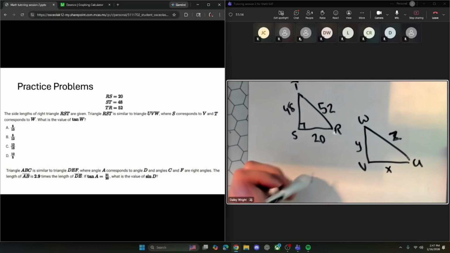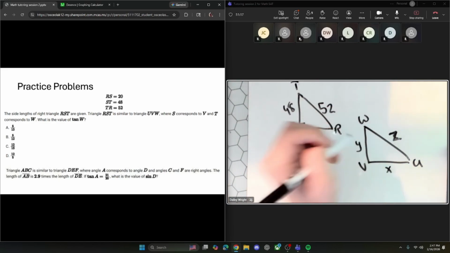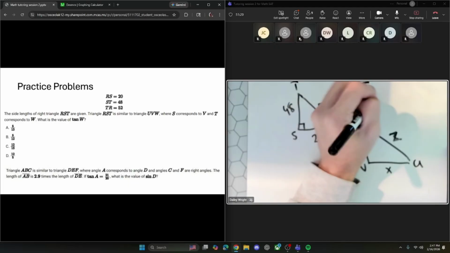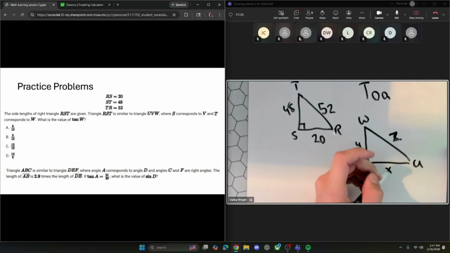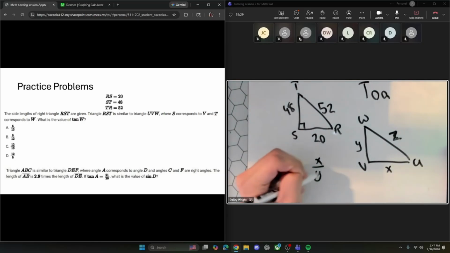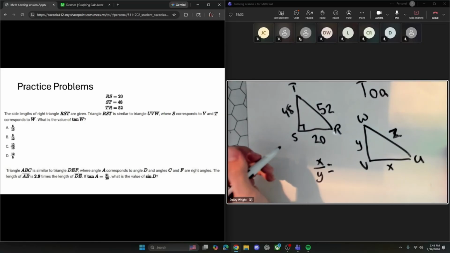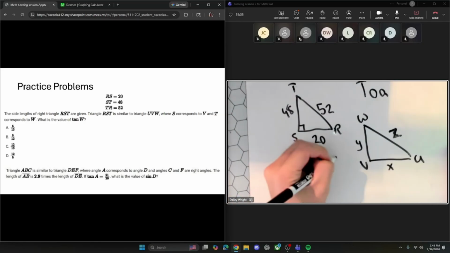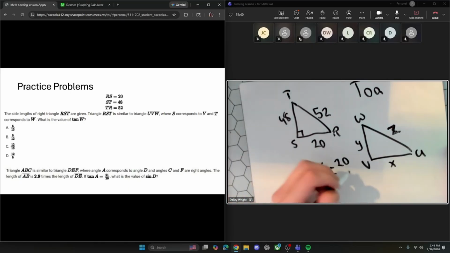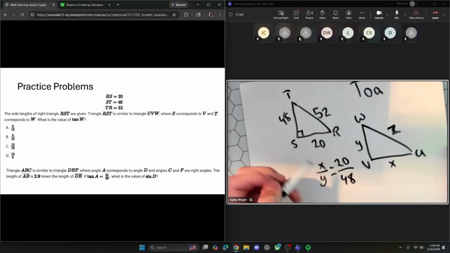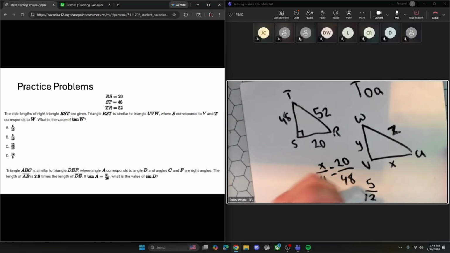So the tangent of W, which is x over y, which is opposite over adjacent, because in our SOHCAHTOA, the TOA means tan is opposite over adjacent. The tangent of W is going to be x over y. And x over y is equal to 20 over 48, because these lines are going to be proportional to each other. So we just have to simplify 20 over 48. You can divide each of these by 4. So that'd be 5 over 12. So the answer would be B here.